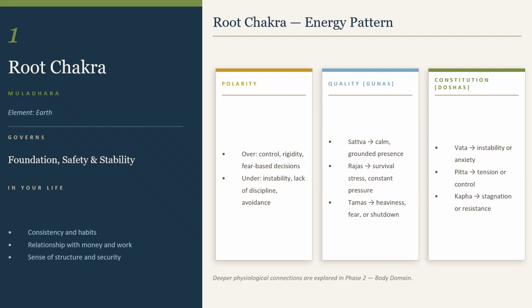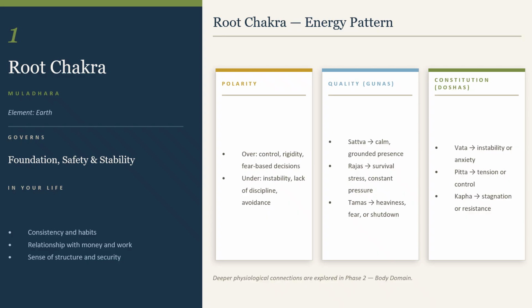In terms of polarity, overactive expression can show up as control, rigidity, or fear-based decision-making. Underactive expression can show up as lack of discipline, instability, or avoidance. In quality, Sattva brings a calm, grounded presence. Rajas shows up as survival, stress, or constant pressure. Tamas shows up as heaviness, fear, or shutdown.